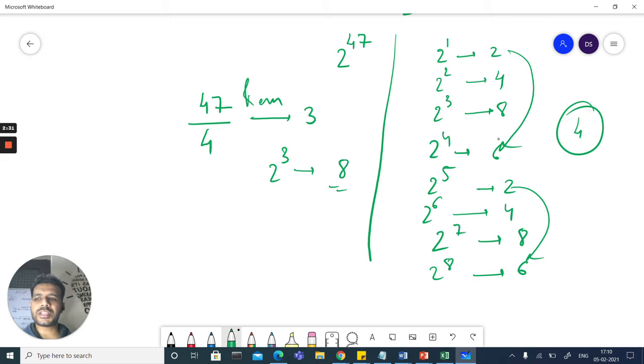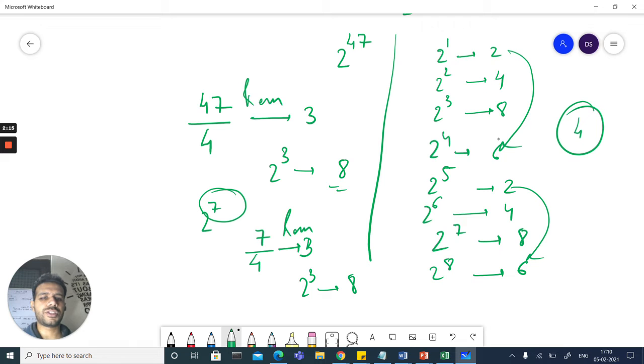Let's do it for a simpler number so that you can get it. 2 to the power 7. I take this power, 7, and divide by 4. The remainder comes out to be how much? We are talking about the remainder, not the quotient. So the remainder comes out to be 3 here. You put 3 in the power of 2, you get 8, and check here. So that's a simple concept.